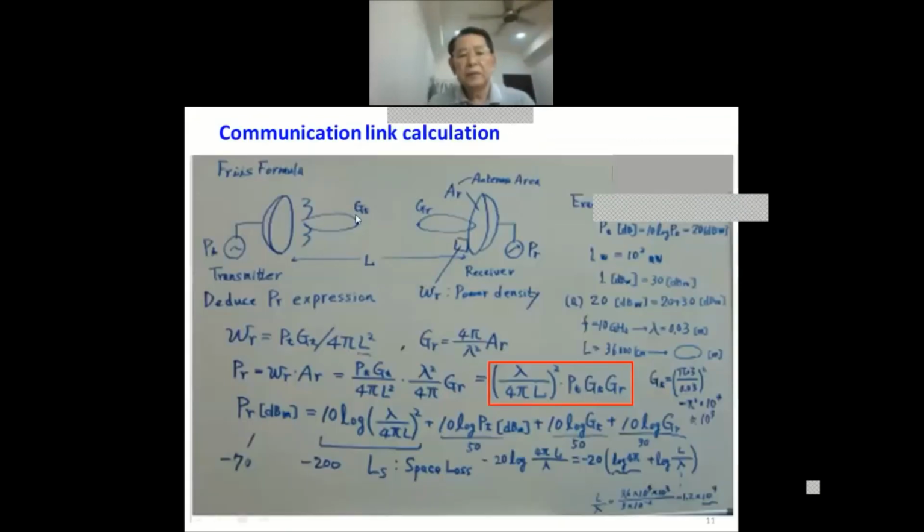So this you can also remind. I previously explained the Friis formula, the transmission equation, in the wireless and mobile lecture. So you can trace it, and you can obtain this expression very easily.